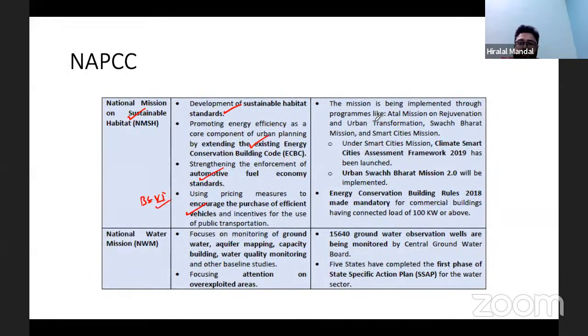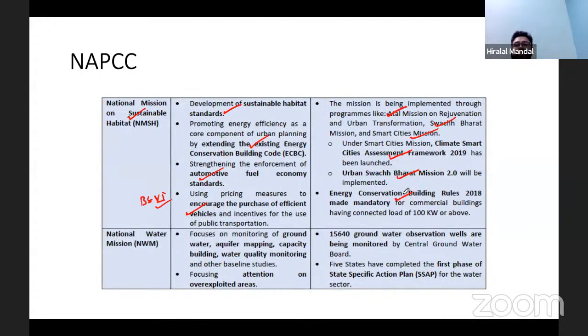So for that, the government of India has already started programs such as the Atal Mission on Rejuvenation and Urban Transformation, Swachh Bharat Mission, and Smart City Mission. Under Smart City Mission, the Climate Smart Cities Assessment Framework has been launched, and Urban Swachh Bharat Mission will be implemented to ensure the objectives under the National Mission on Sustainable Habitat.